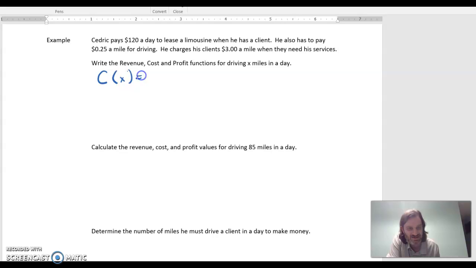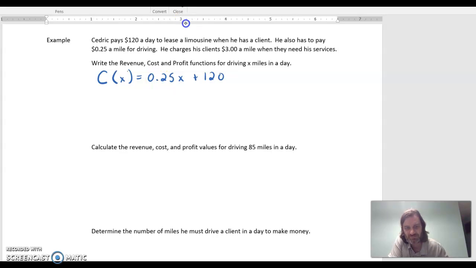C of x. So what does he have to do? He has to pay a rate of 25 cents per mile, and we're looking at miles as being x, plus he has to pay $120 per day. So C of x equals 0.25x plus 120.